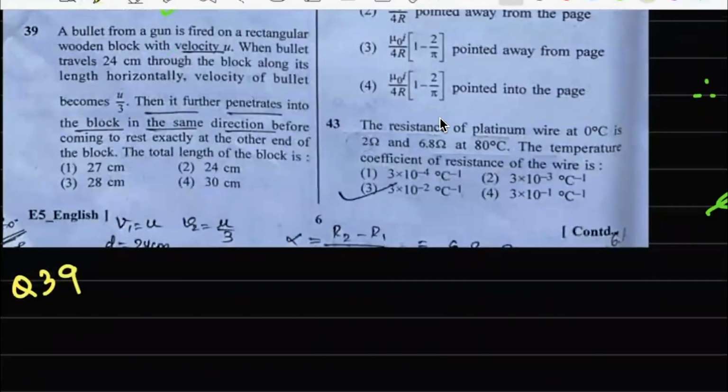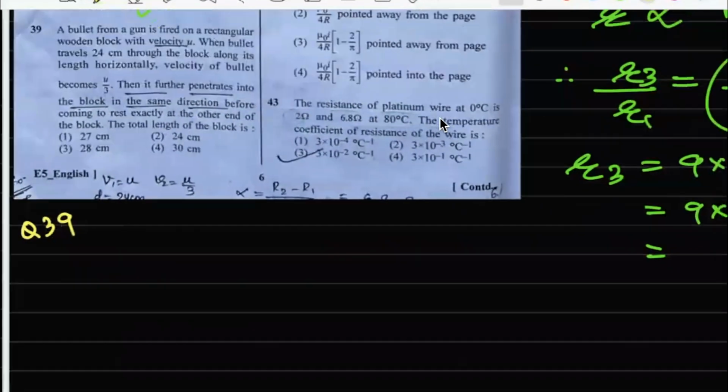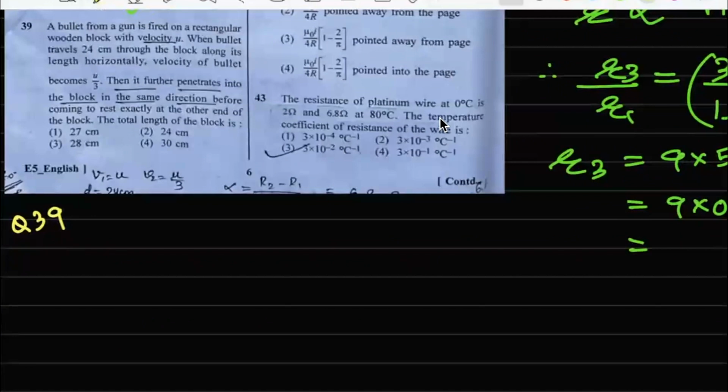So a bullet from a gun is fired on a rectangular wooden block with a velocity u. Okay, so this is a bullet fired with velocity u. When the bullet travels 24 centimeters through the block along its length horizontally, velocity of the bullet becomes u by 3. Okay, so suppose it goes from here to here, which is 24 centimeters, and u becomes u by 3.